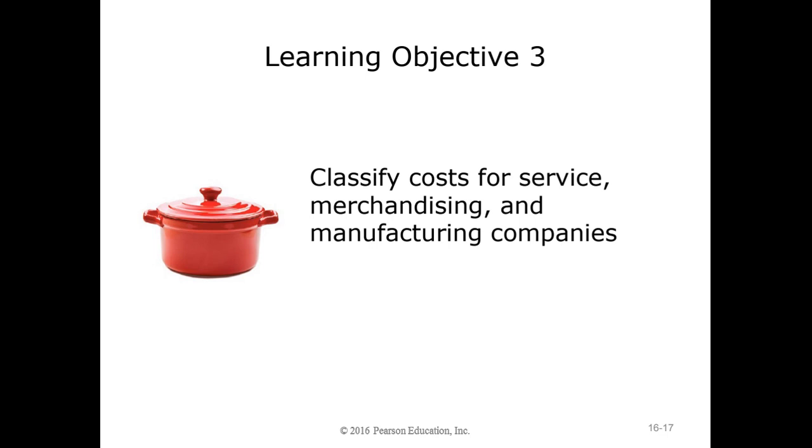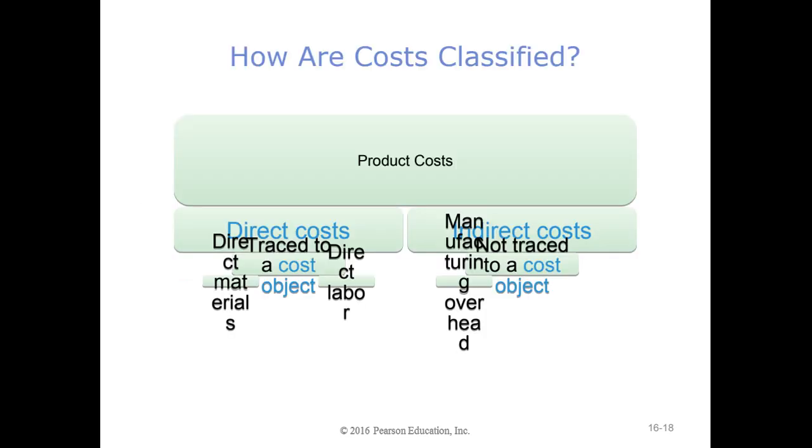So now we're going to talk about how costs are classified. We're going to classify cost for service, merchandising, and manufacturing companies. This is not supposed to look like that. If you have the slide pulled up, you would know that. It's a little bit more jumbled on here than it is on the slide. But basically, how are costs classified? We've got our direct cost and we've got our indirect cost.